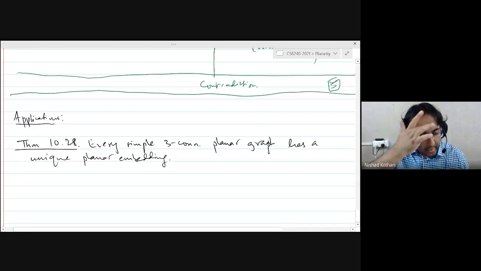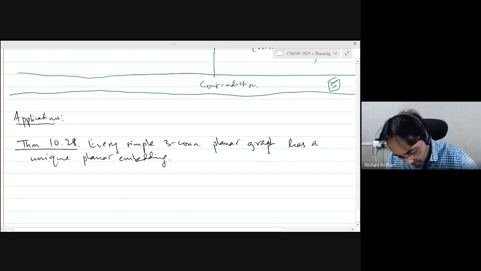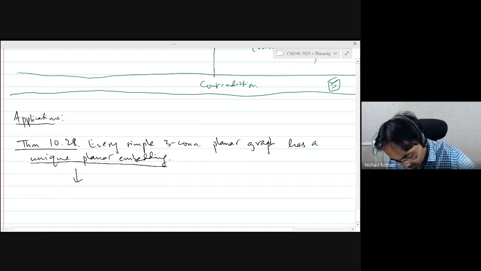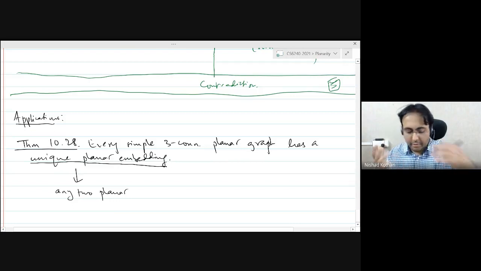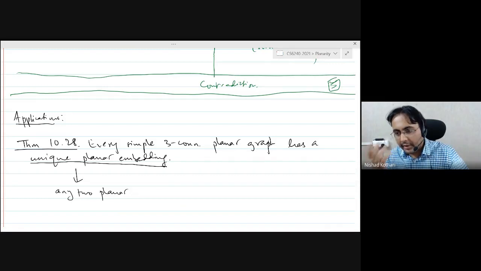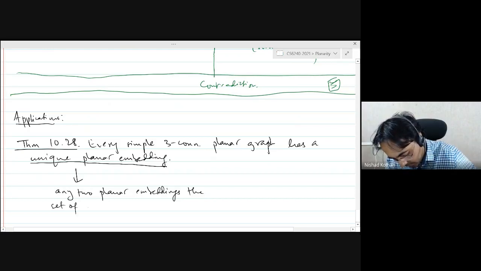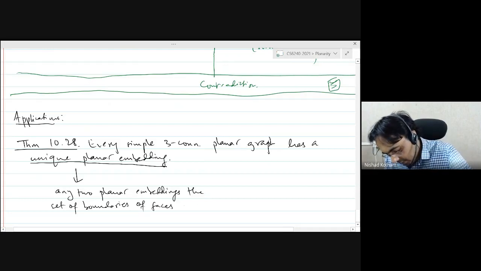Okay, and what that means, just to remind you again, is that any two planar embeddings will have the same face boundaries. Of course you can draw them in weird ways, but when we say unique, we mean combinatorially unique. And what combinatorially unique means is that for any two planar embeddings, the set of boundaries of faces is the same.